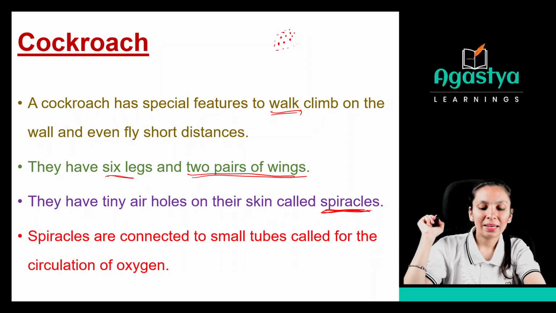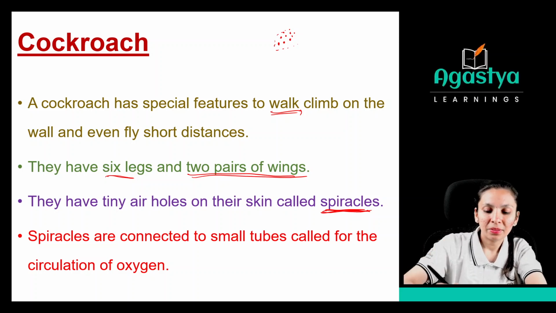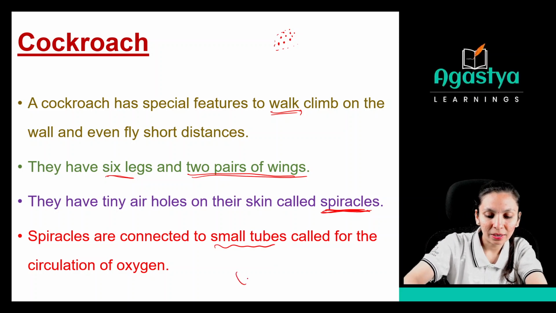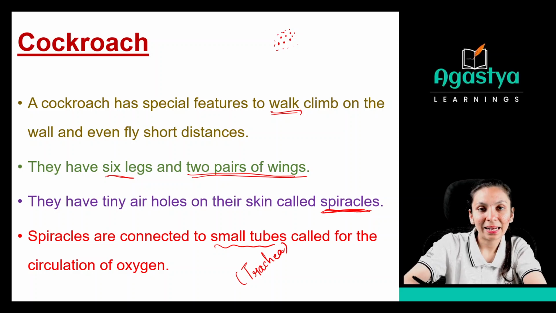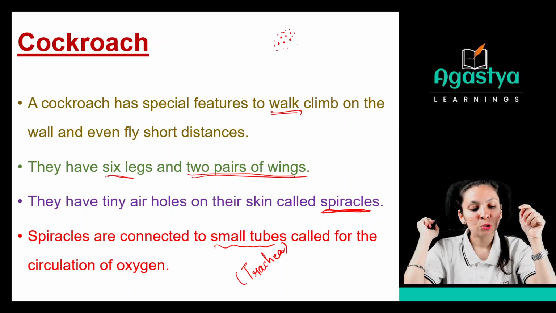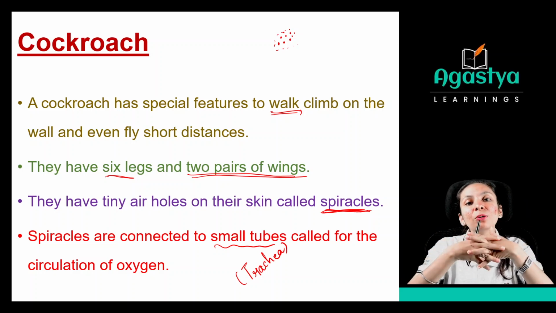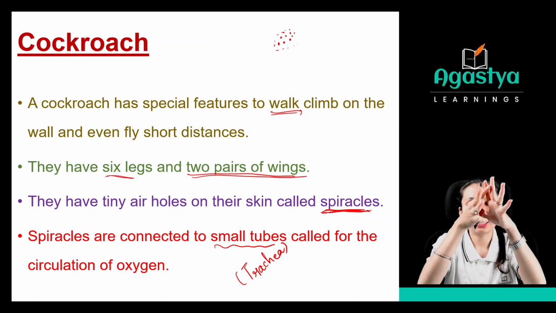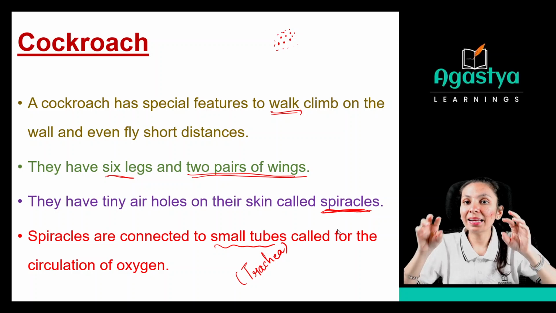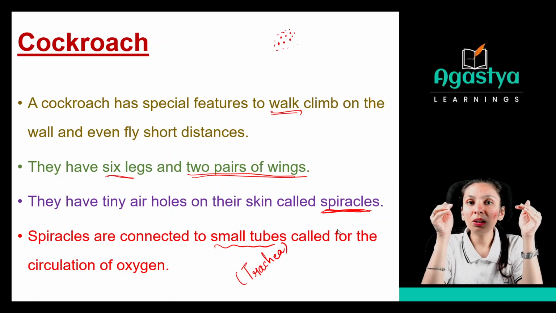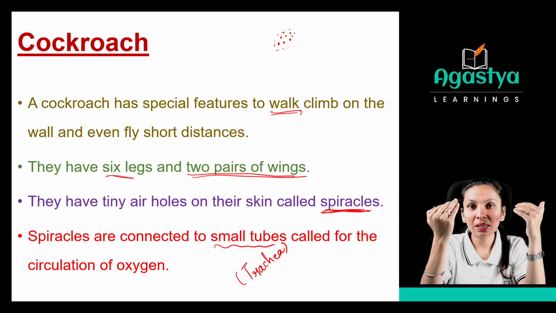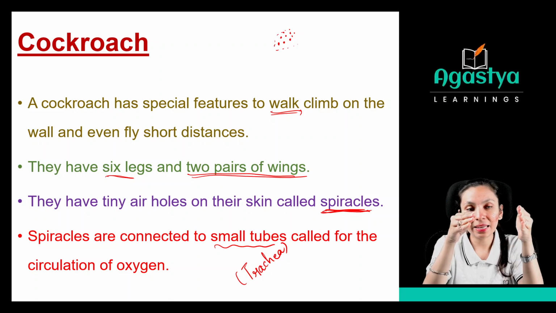The spiracles are connected to small tubes for the circulation of oxygen. The small tubes are known as trachea. See, the spiracles are directly connected to the trachea so that it can easily allow the transport of gases, which will allow easy circulation of oxygen. As they have tiny holes, through these tiny holes the oxygen will come inside and go through the trachea.